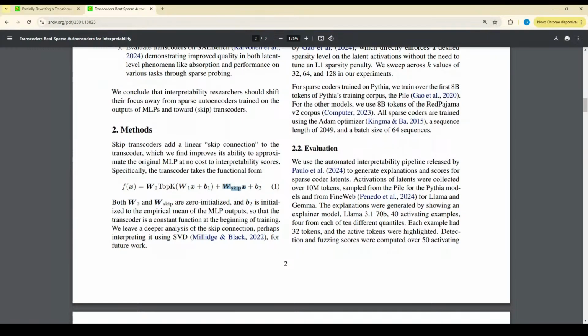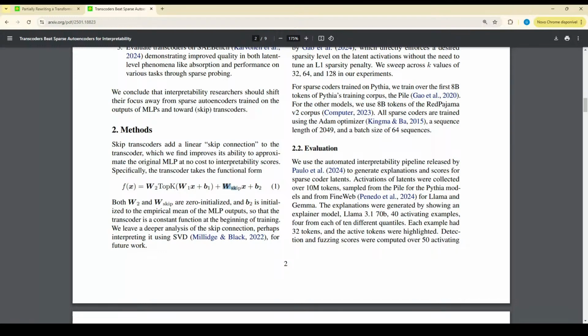You can add a skip connection. If you're doing a sparse autoencoder, the skip connection would ruin your thing, because the SAE could just learn this to be 0 and this to be the identity, and you'd have perfect reconstruction. Because here you're trying to go over the MLP.